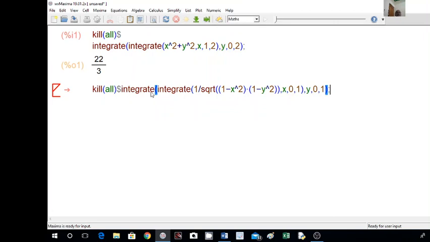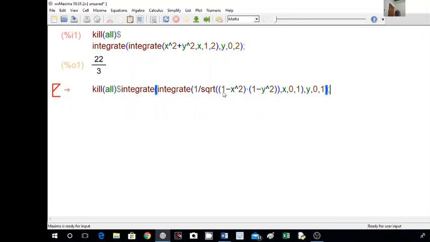Then integrate, open bracket, integrate, open bracket. This is the function to be integrated. 1 by square root, for square root we have SQRT. Open bracket here and finally I am closing bracket here. See, this closing bracket is for this integration, and here this is the bracket open for the innermost integration, and that bracket closes here, right?